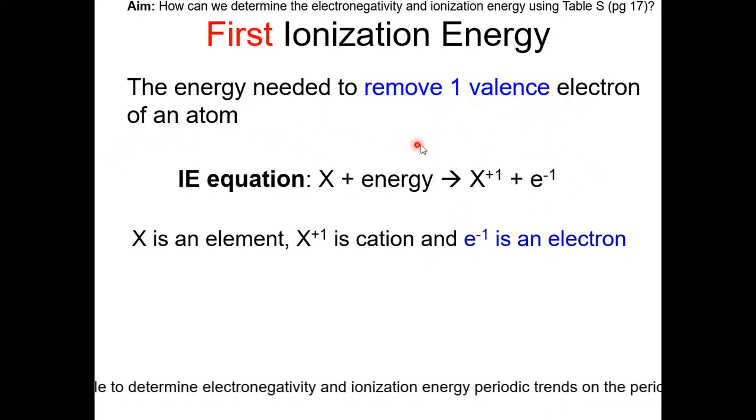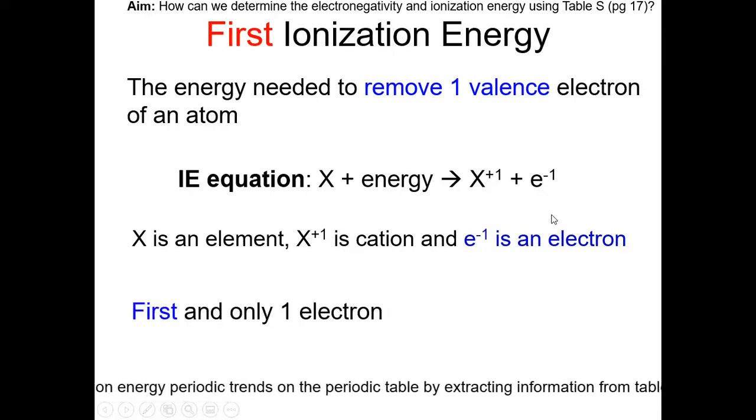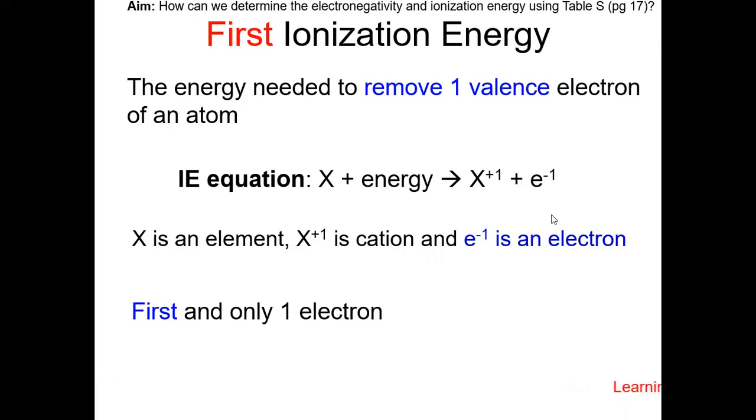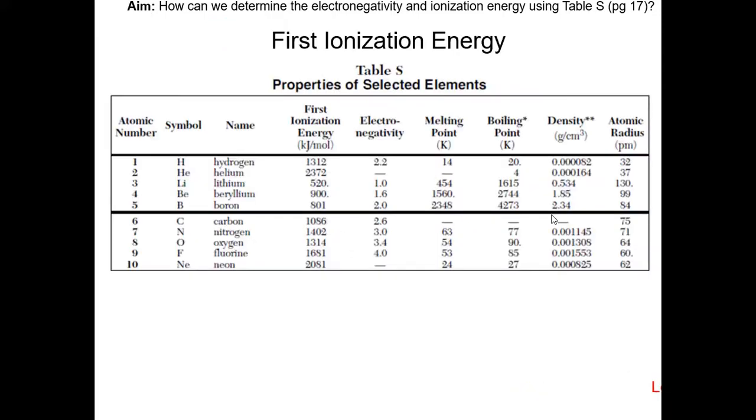So this is the equation. X is an element. When X absorbs some energy, it makes an ion because you use the energy to remove an electron. So for this trend, we're only going to talk about removing only one electron. We will talk about the second and third ionization energy briefly in this lesson. The first ionization energy values are found on table S for each element.